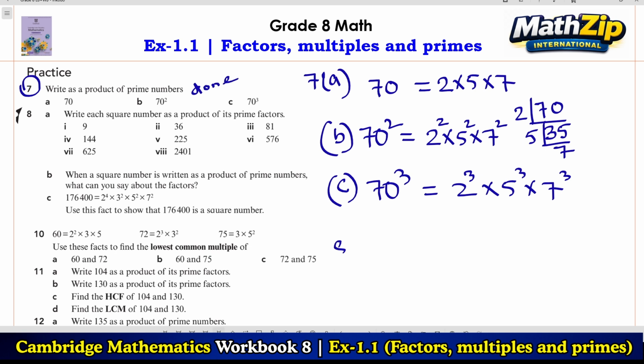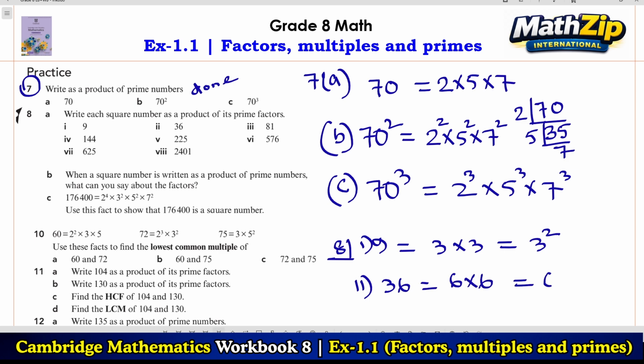Number 8: write each square number as a product of its prime factors. So 9 can be written as 3 times 3. So it will be what? 3 squared. Next, it's 1. Next, 2. Here is 36. It can be written as 6 times 6. That means 6 squared.